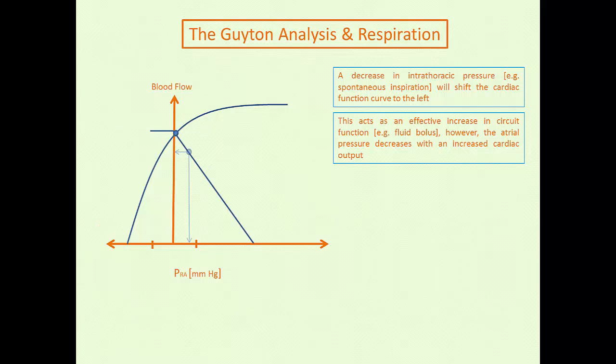So this is effectively like a fluid bolus as you're shifting the cardiac function curve leftwards. It's kind of like shifting the venous return curve rightwards, which is like an increase in circuit function. And then what I've illustrated here is an important concept, and that is the transmural pressure. So the transmural pressure is the pressure within the blood vessel, say the IVC or the right atrium or the right ventricle or whatever you want it to be.